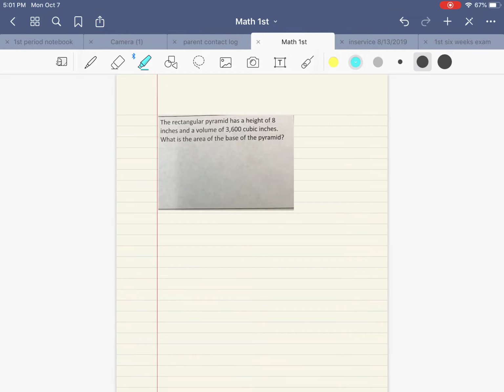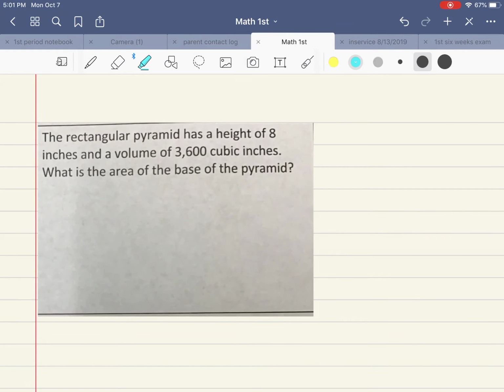Hello class, so today we're going to start off with this word problem. The word problem says that the rectangular pyramid has a height of 8 inches and a volume of 3,600 cubic inches. Now the question is asking for the area of the base of the pyramid.